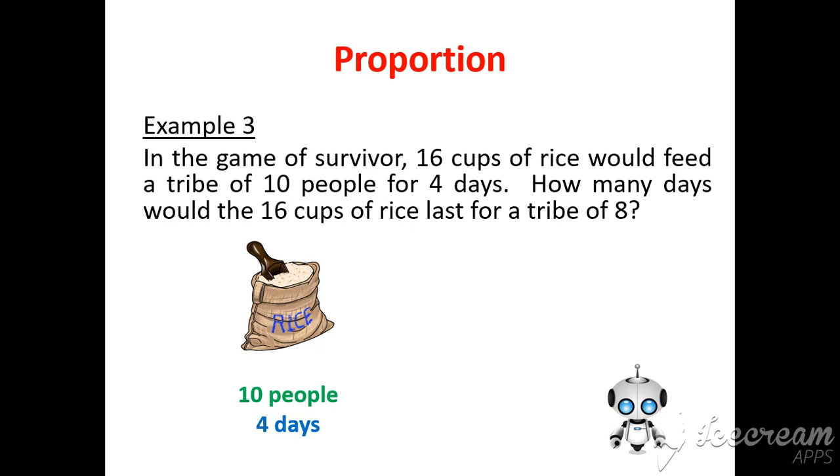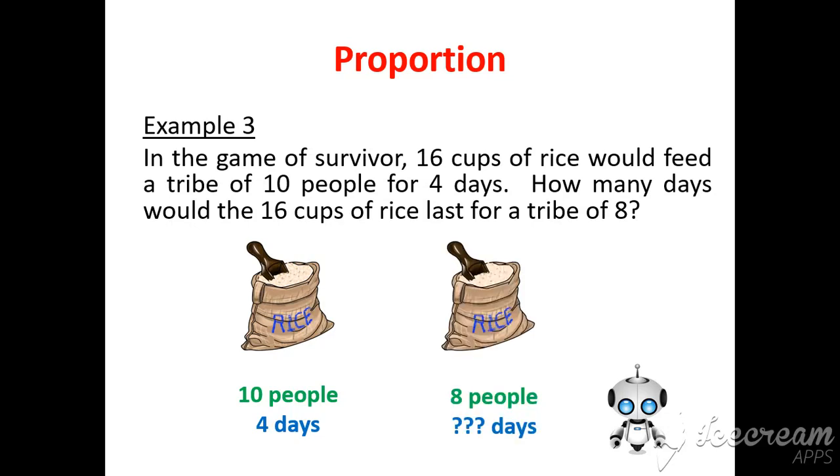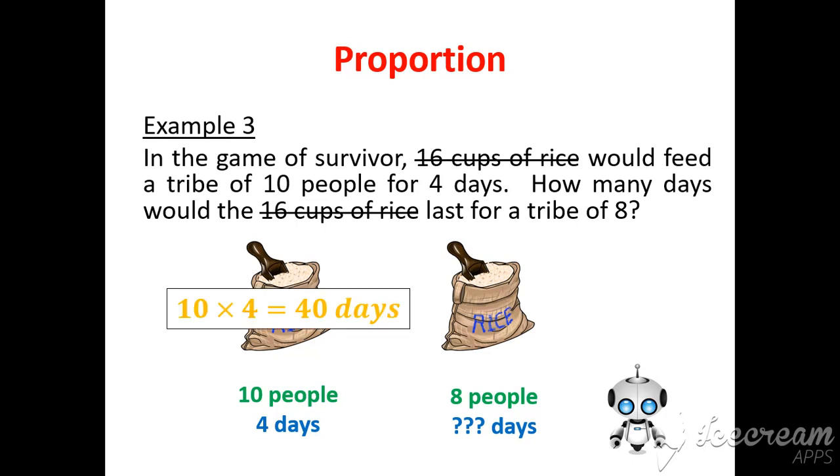We've got a bag of rice. I know it's 16 cups, but it's a certain amount of rice, and it feeds 10 people for 4 days. The same bag of rice will feed 8 people for a certain amount of days. Now, it doesn't matter if it's 16 cups of rice or 100 cups. It's not really needed, so we're actually going to get rid of the 16. It's not needed in our calculations. Now, because the rice is going to last more for less people, we're going to multiply. So 10 times 4 gives us 40 days of rice. And that's our unit size, 40 days.